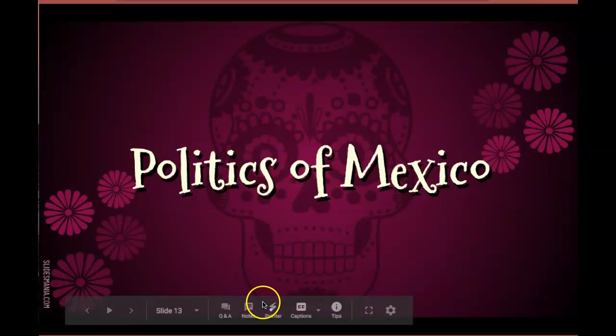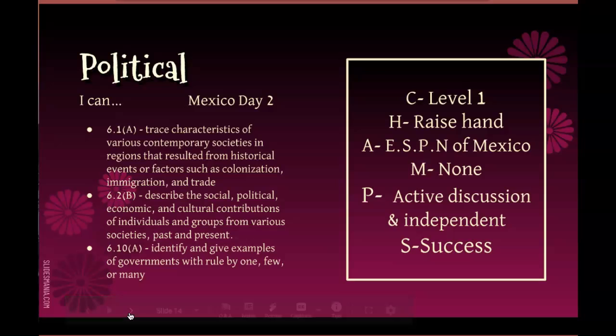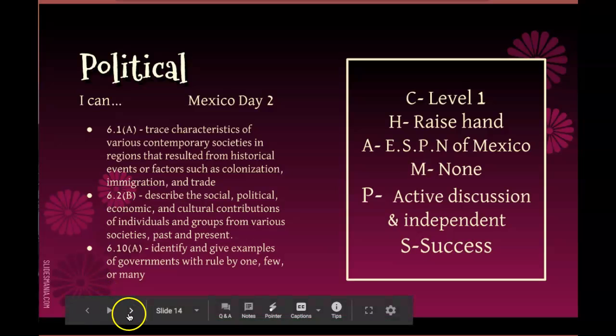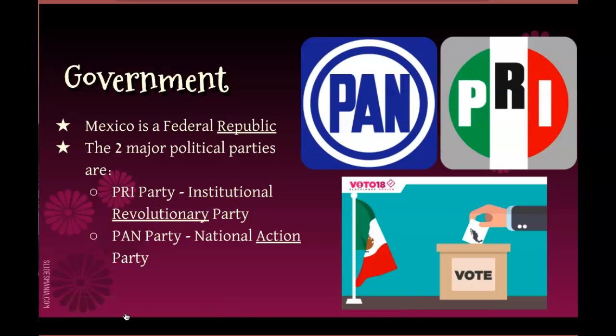Okay, so let's talk about the politics of Mexico. With this, I really hope that you're going to be able to look at the historical factors that have colonized and trace the reasons for immigration and trade that have happened in Mexico to today's society. Also be able to identify different types of governments and the types of governments that Mexico has compared to the United States. So Mexico is actually a federal republic.